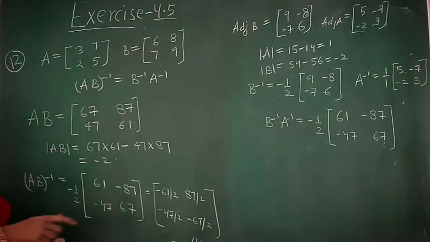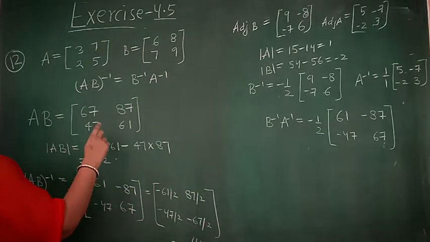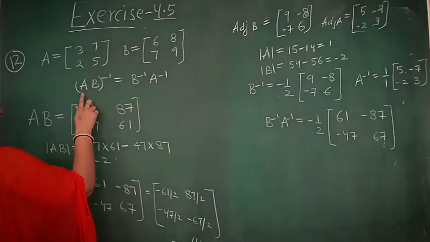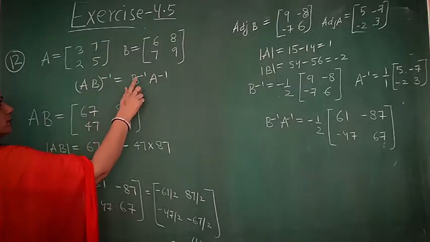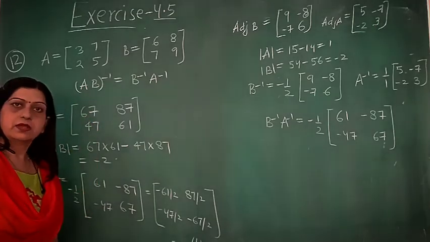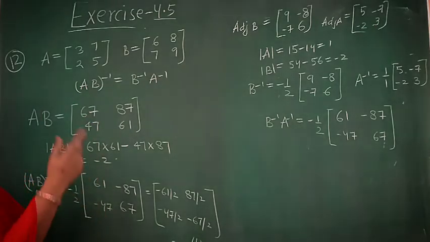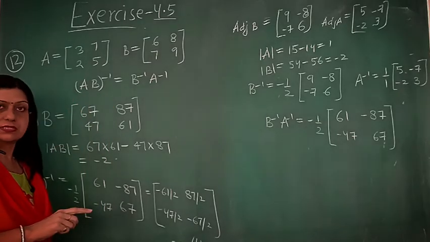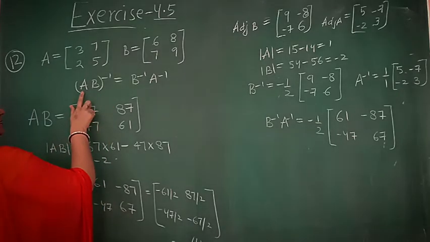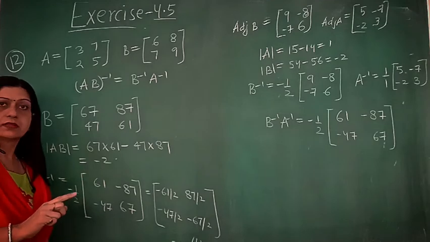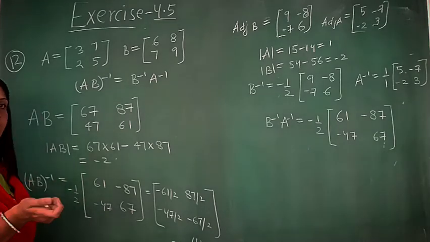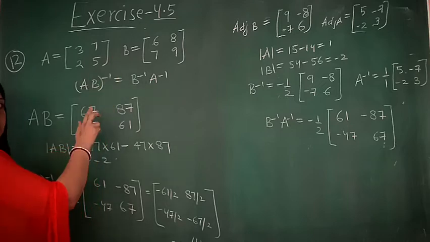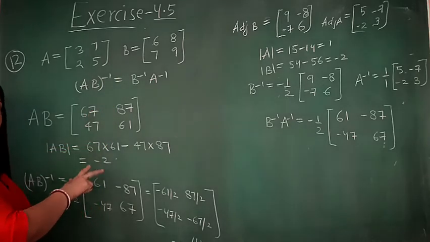Question number 12 is: you are given any two matrices and you have to prove that (AB) inverse is equal to B inverse A inverse. So first you start with the LHS. LHS means first you have to find the value of AB. Let us first find the product AB that I have already calculated for you.